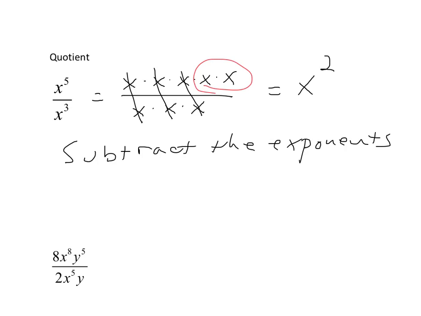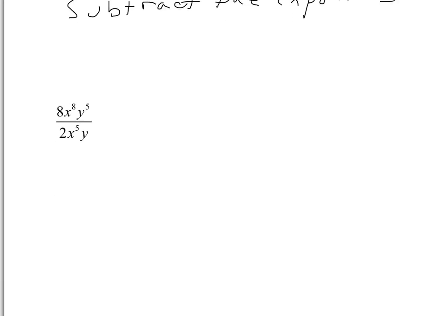So let's try a slightly longer one. Once again, I'm going to go through and look at all the bases that are the same. So 8 and 2, those are both numbers. So 8 divided by 2, that's going to give me 4. The next two both have an x, so 8 minus 5, that's going to give me x to the third. And this is like y to the first, so that gives me y to the fourth when I do 5 minus 1.